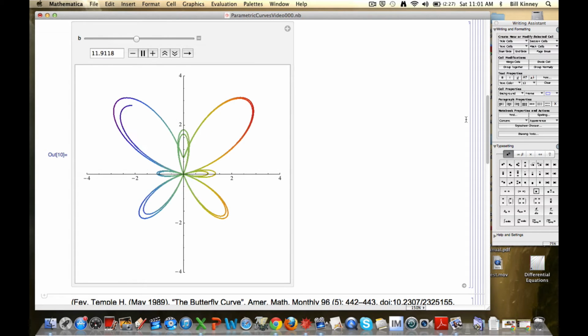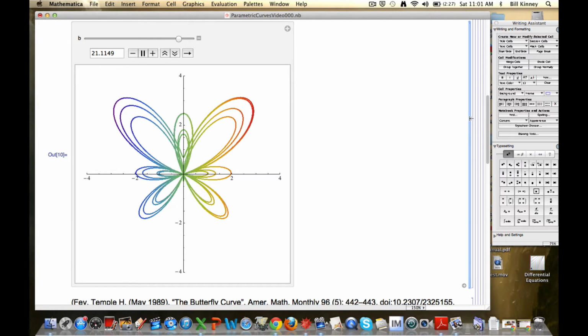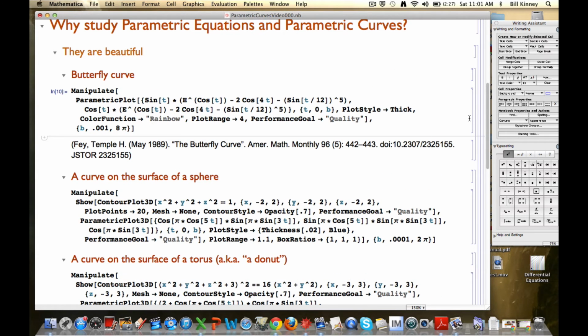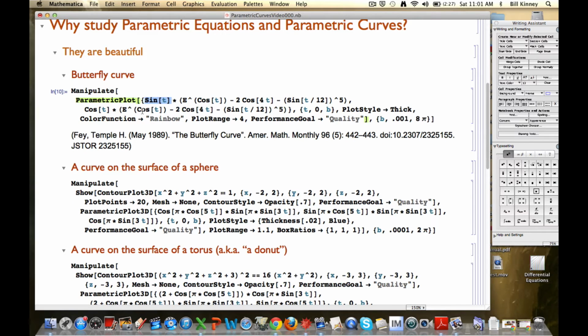In particular, I used functions that you know from pre-calculus, things involving sine and cosine, and e, the number e to a power here, a cosine of t power there. The sines and cosines have different frequencies. Notice there's a t there, a 4t here, and a t over 12 there, and you've got this fifth power there. I found the equations for this butterfly curve from this article here in the American Mathematical Monthly.